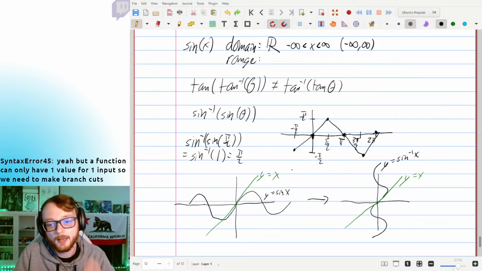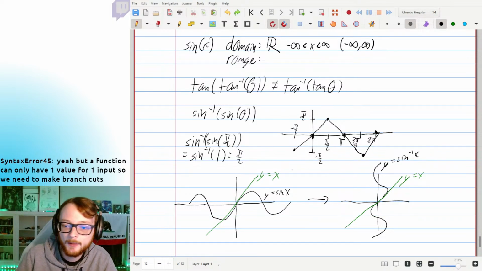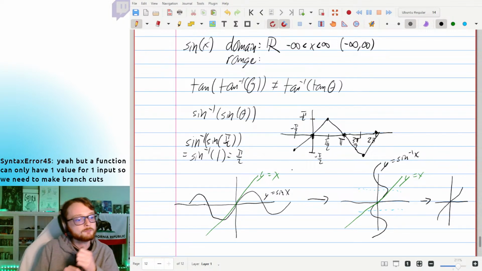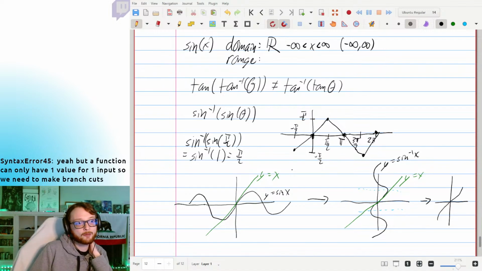So you have to make a cut in this function. The most common way that we make a cut is to go from the first positive peak to the first negative valley, so to speak. And that's how we get that shape right there. And so that's the connection, that's how you use that reflecting across the line y equals x idea.